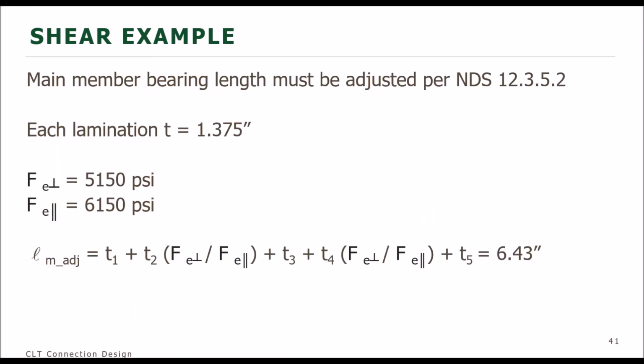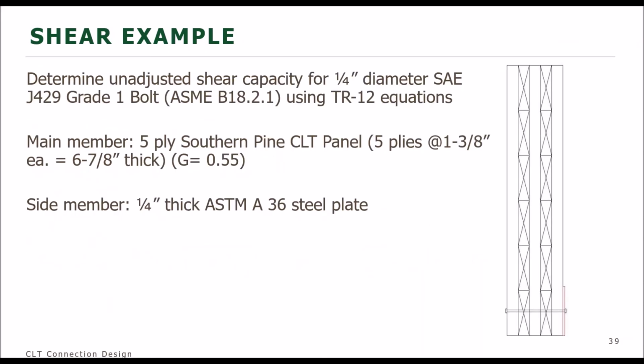The main member bearing length, this is where that slight adjustment to our procedure that we're used to needs to come in. So we need to adjust it per the requirements of NDS 12.3.5.2, and that requires that the layers that are loaded essentially perpendicular to grain will have their thickness adjusted by the ratio of the perpendicular to grain bearing strength to the parallel to grain bearing strength. And rather than trying to make heads or tails of that, let's just jump back to our illustration really quickly.